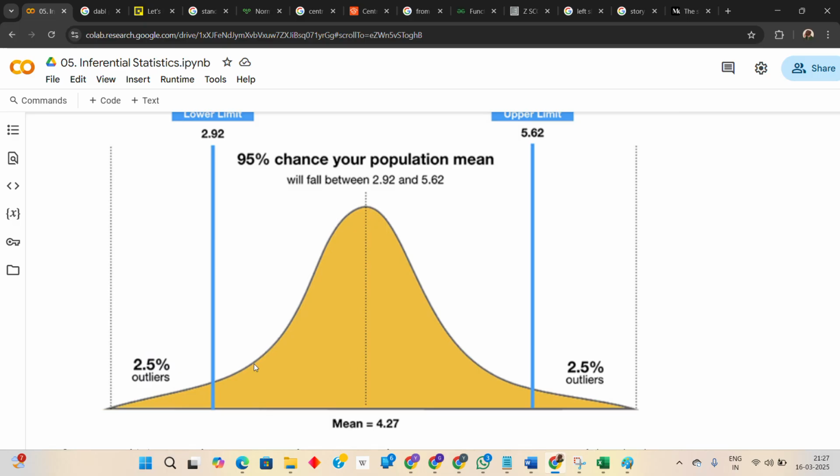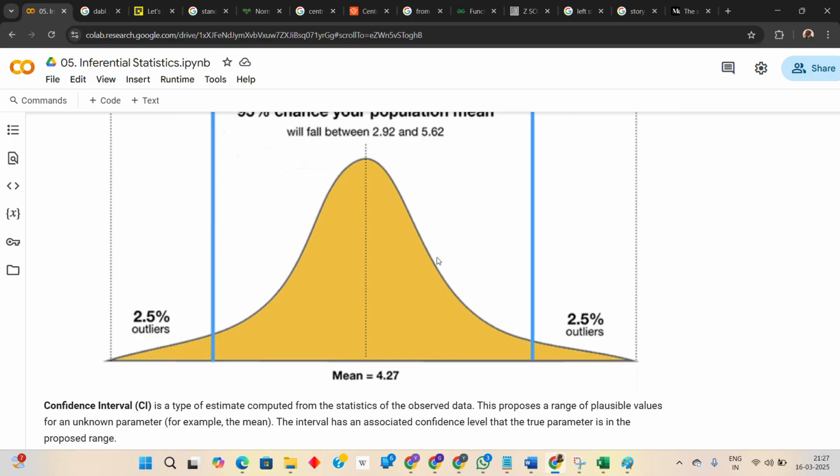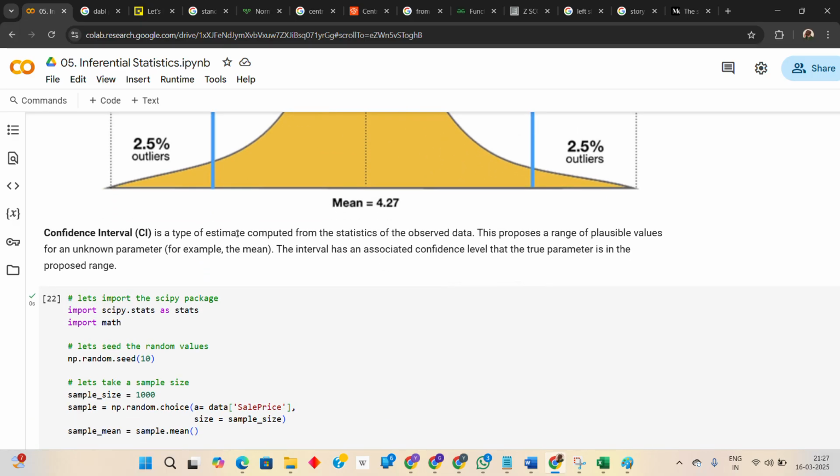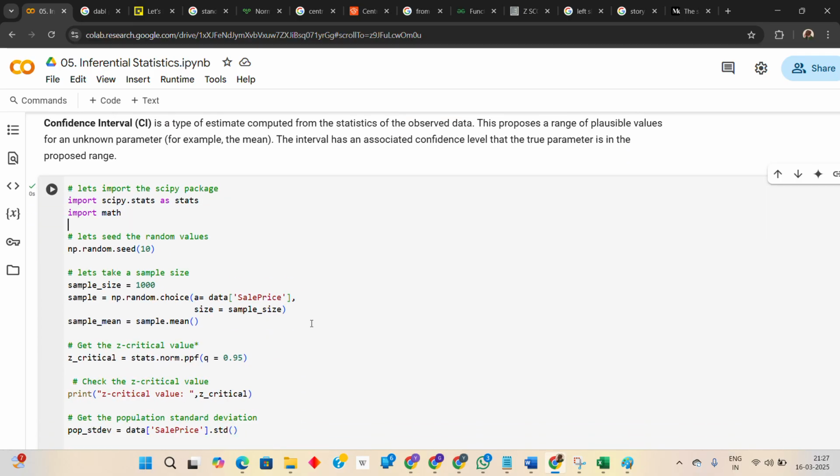The remaining 2.5 percentage on each side are considered outliers. But it is an estimate computed from the statistics of the observed data. The purpose of this range is, for unknown parameters, to get an estimated interval. So whenever stakeholders ask you where 95 percentage of the data is spread, or where 67 percentage of the data is spread, you can easily calculate using this confidence interval concept.